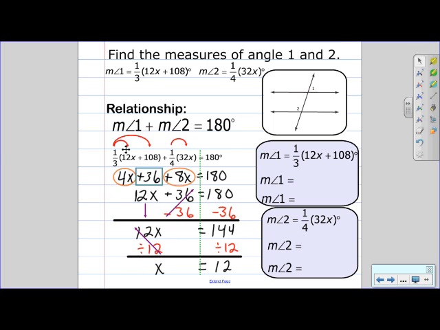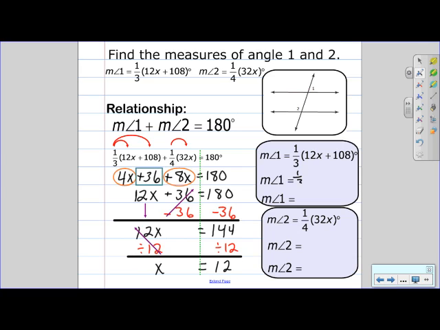In solving for x, we will need to do distributive property. We will need to combine like terms. We will need to undo constants and coefficients, and then x will equal 12. And so then we're going to substitute that in to find the measure of each angle.